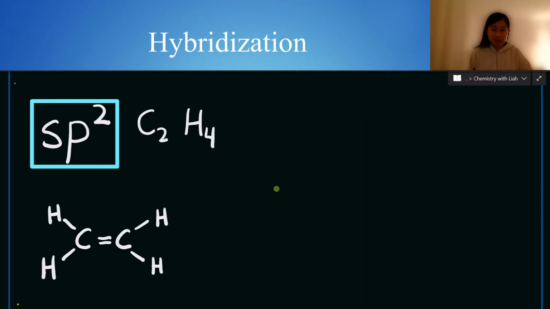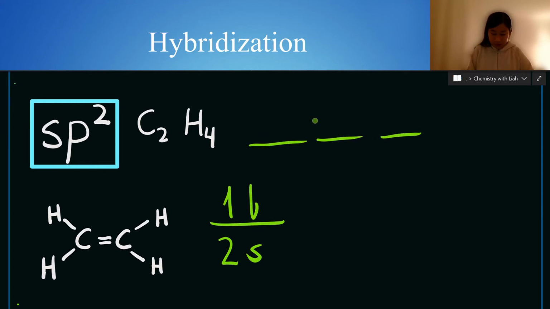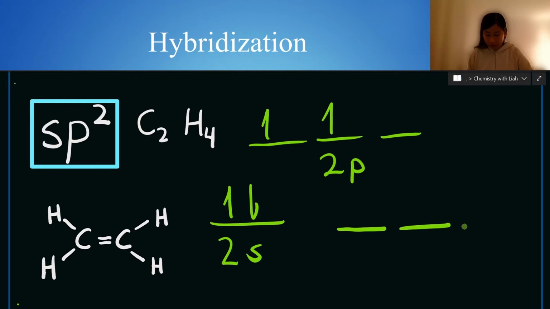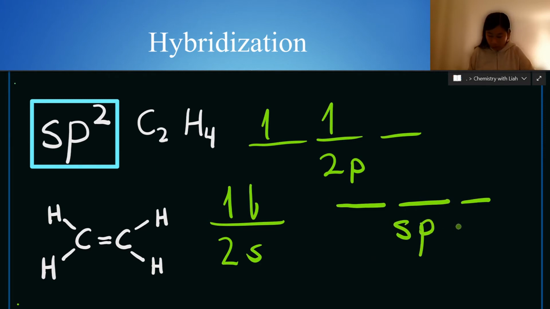Let's move on to sp2. Again, I'm going to really quickly draw carbon's valence orbital diagram. So we have the s and the p orbitals. Now, for sp2, as you notice, we still have 1 part s, but now we only have 2 parts p. So we're going to have a total of 3 hybridized orbitals. Let's move them in between the energy of these 2, and we're going to call these 3 orbitals sp2.